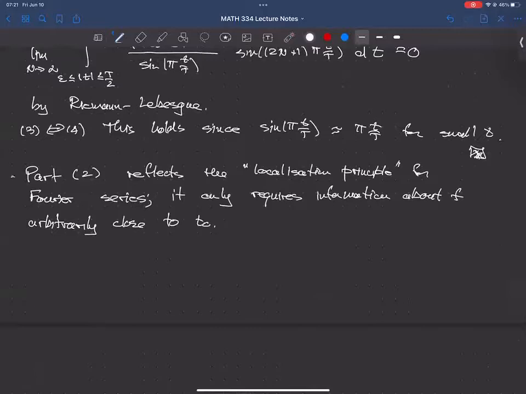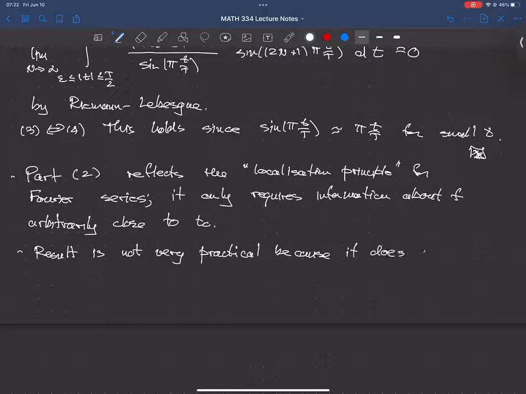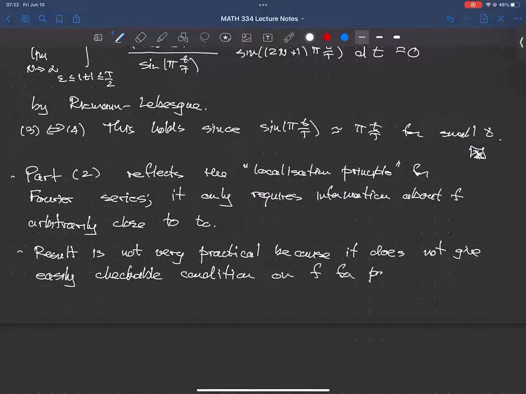So let me sort of say that the result is not very practical because it does not give easily checkable conditions on F for pointwise convergence.